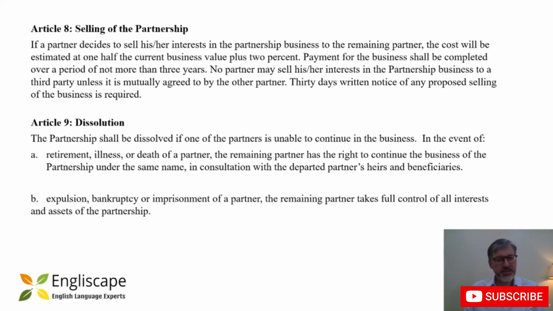Article 9. Dissolution. The partnership shall be dissolved, which means closed, if one of the partners is unable to continue in the business in the event of retirement, illness, or death of a partner. The remaining partner has the right to continue the business of the partnership under the same name in consultation with the departed partner's heirs and beneficiaries.